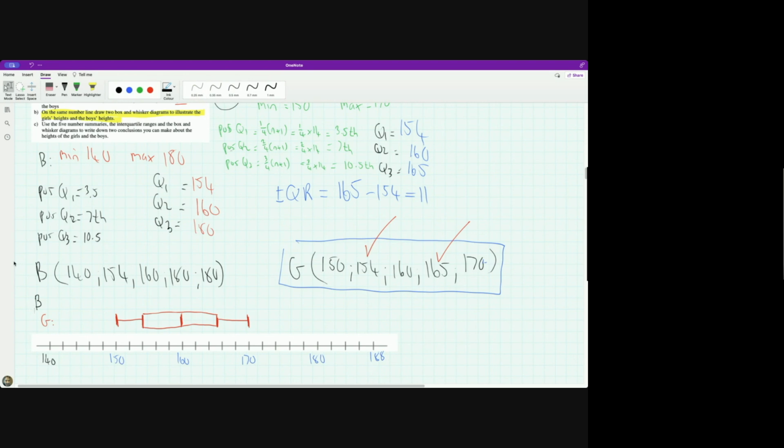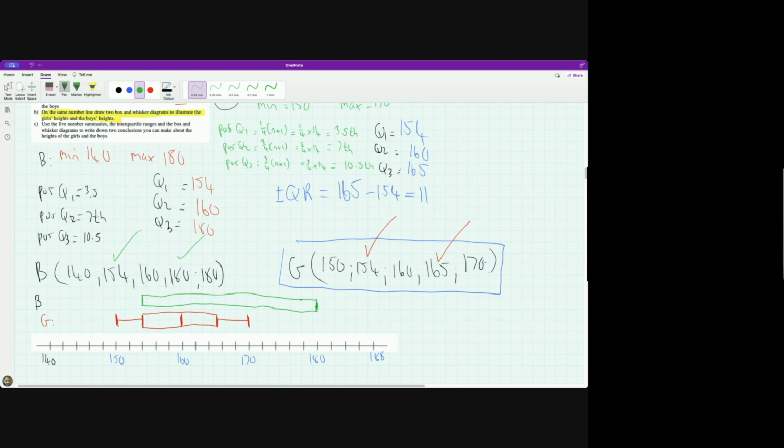What would you start with? I'm going to start with 154 and 180. So where's 154? 154 is there, but 180 is all the way up here. So the box looks huge. Look how big that box is.